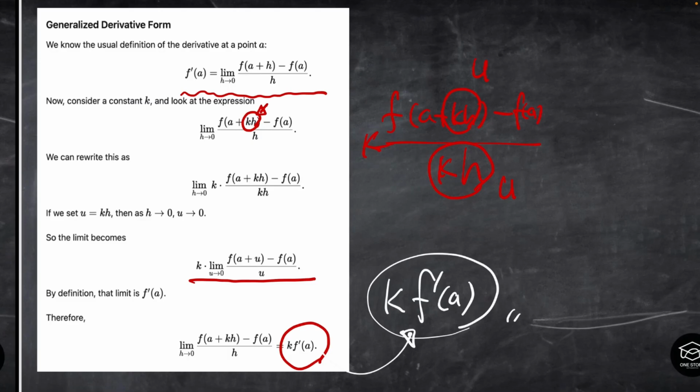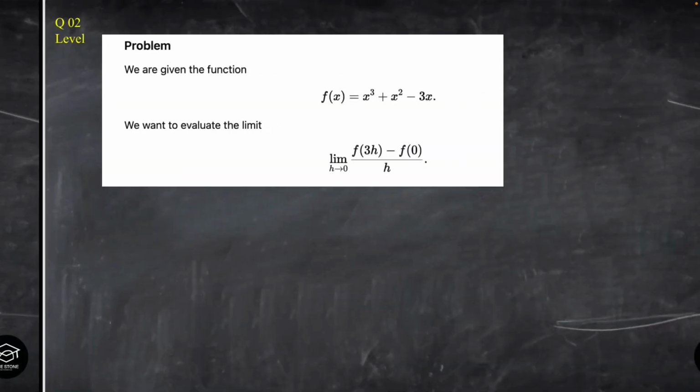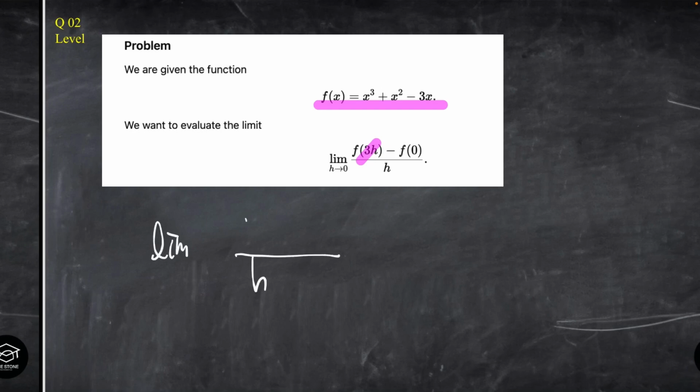Now let's return to our problem. We are given the function f(x) equals x cubed plus x squared minus 3x. We want to evaluate the limit as h approaches 0 of f(3h) minus f(0), divided by h. This expression is a variation of the derivative definition.